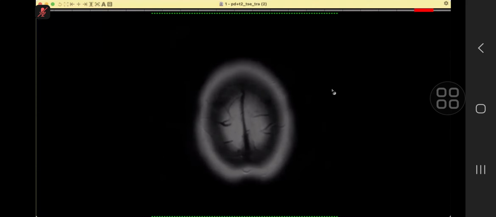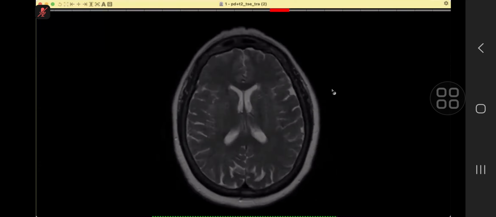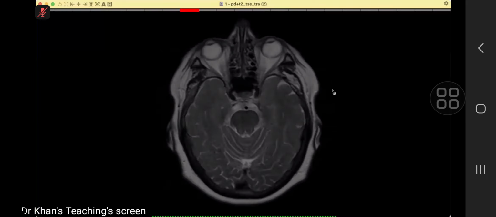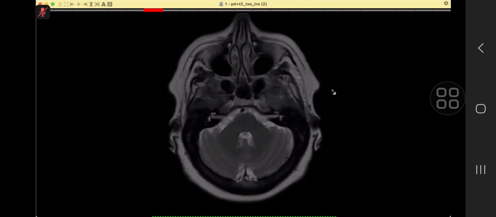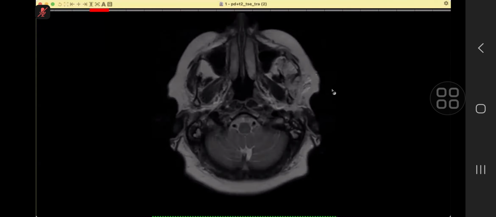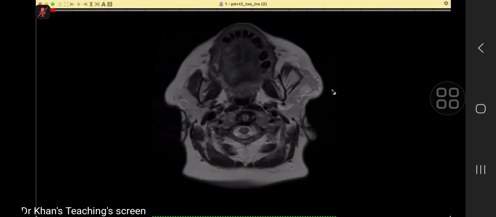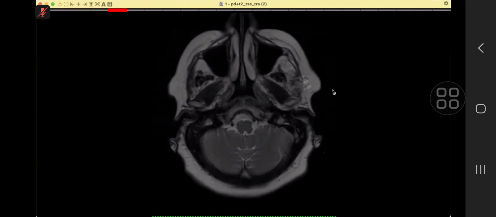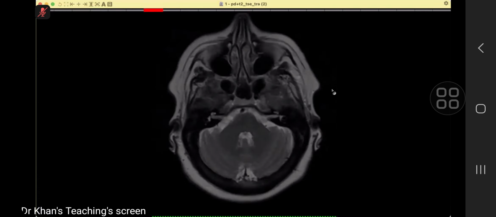So brain so far, I cannot appreciate any pathology. There are a few prominent Virchow-Robin spaces. Anything in the base of skull? Sir, I'm going there. In the base of skull, I can appreciate some mastoiditis.